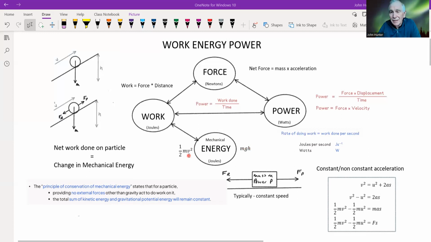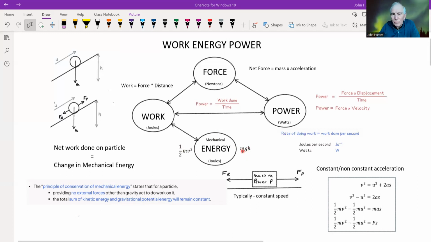Something's height above the ground and its velocity are tradable quantities, really, aren't they? If it's got energy through being high, we could let it fall down and it would create velocity, but we'd no longer have the height. So the mechanical energy is the total of these two things together.